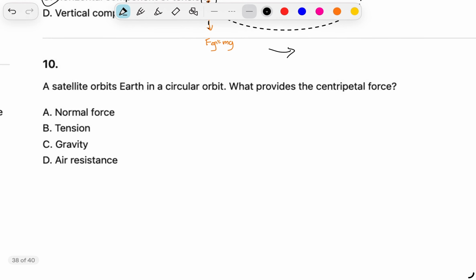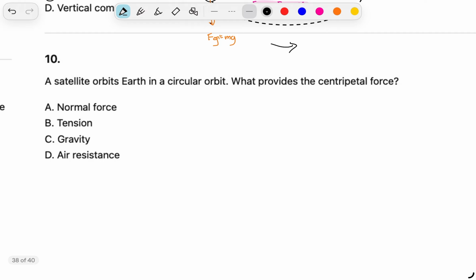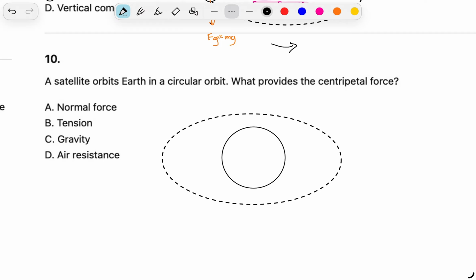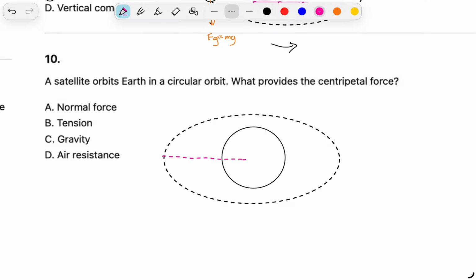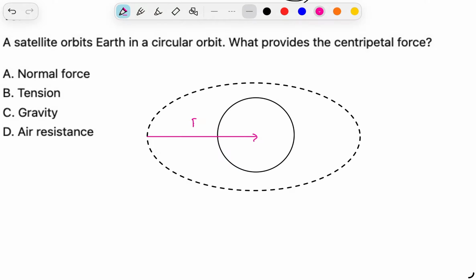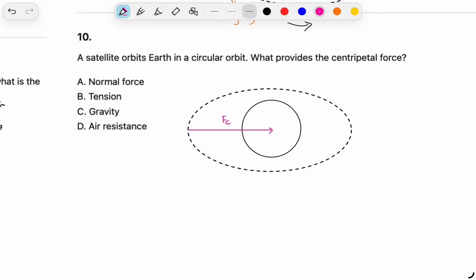A satellite orbits Earth in a circular orbit. What provides the centripetal force? So let's say you have Earth here and you have your orbit like this. And we want to figure out what is keeping the satellite pointing into the center of the Earth and keeping it in the circular orbit. Because something has to be creating a force that is making it not drift out into space.